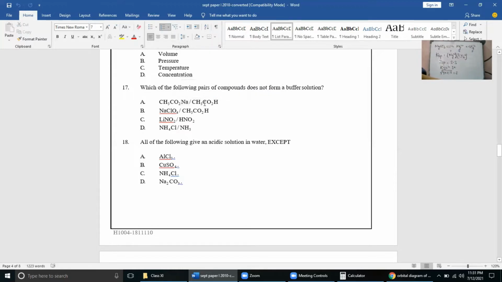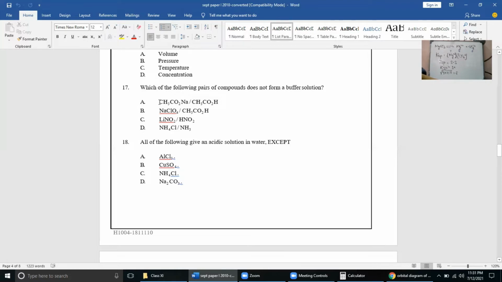In case of this option, here salt is present and acid is present. This is acetic acid and sodium chlorate. So this will be wrong. It will not form a buffer solution.